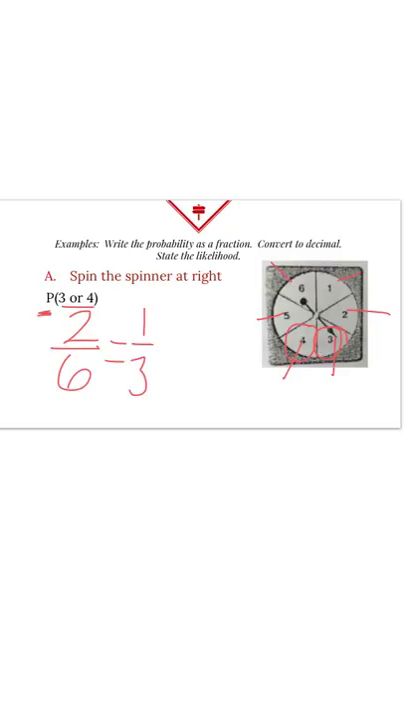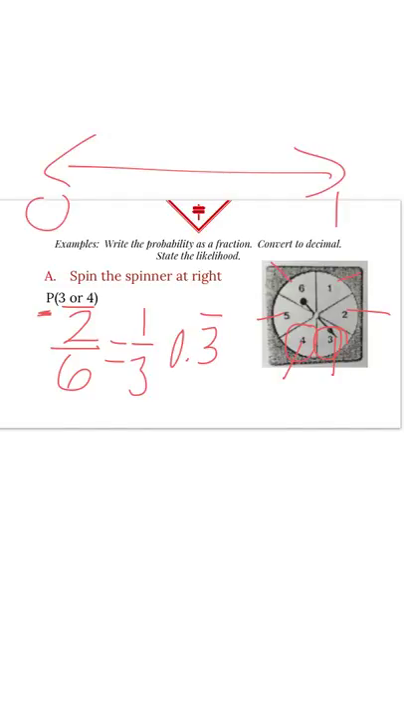When you put that in the calculator, 1 divided by 3 is 0.33333. That goes on forever, so we show the bar above the 3 to show that it's a repeating decimal. When you look at your number line and look at the 0 and the 1, 0.3 is definitely less than 0.5, so it's going to be unlikely that this would happen.